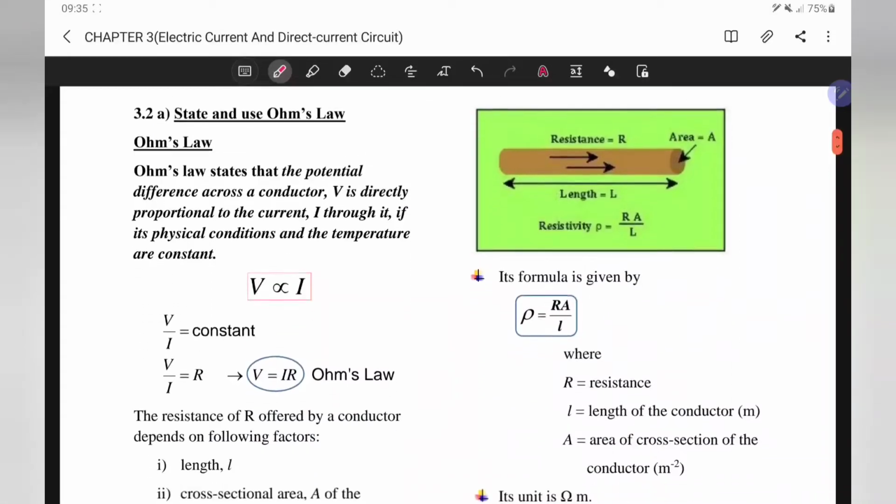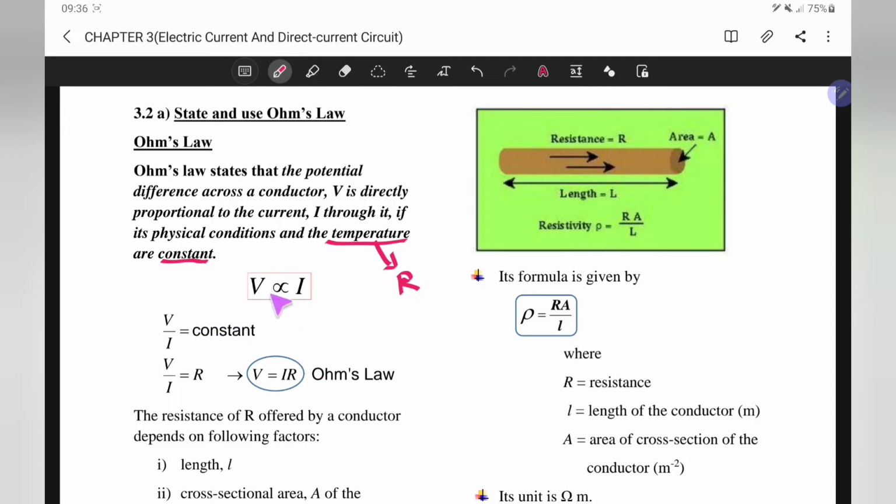Okay, all right, so what are the ideas introduced by Mr. Ohm before? Okay, we call it Ohm's law. So Ohm's law states that the potential difference across a conductor V is directly proportional to the current I through it if its physical condition and the temperature are constant. So V and I, they are directly proportional, but the condition is at constant temperature. Why? Because at constant temperature, the resistance is also constant, isn't it? So that V and I, they are directly proportional.